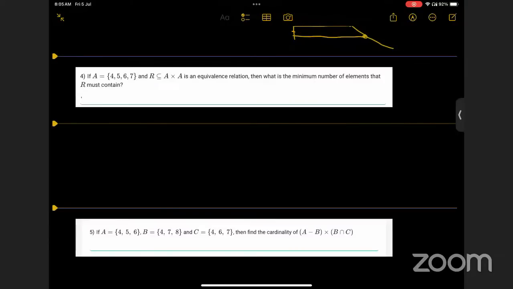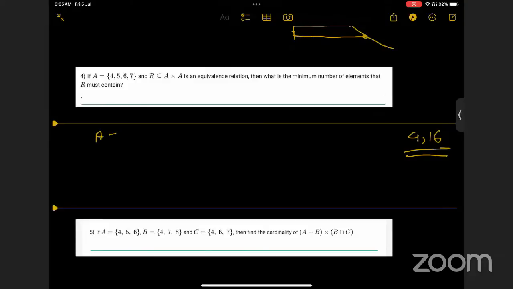Okay, so we have two answers here, 4 and 16. So let's solve it. Let's see. We have A equals 4, 5, 6, and 7, right? So if R is an equivalence relation, then R is reflexive, R is symmetric, and R is transitive, right?